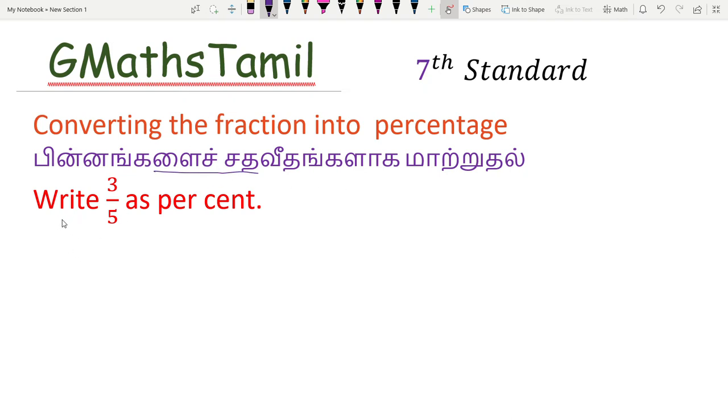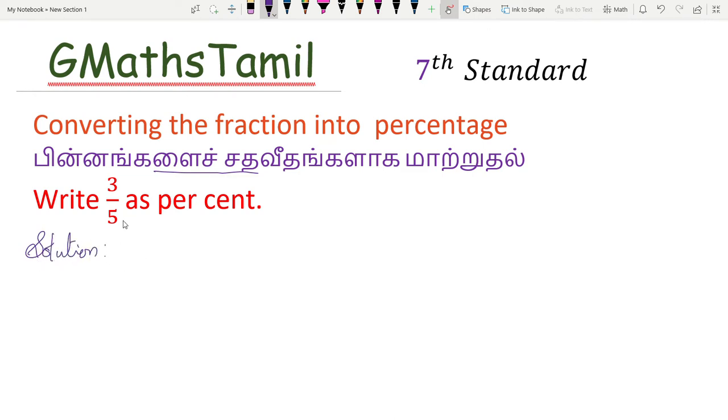Here we have a question. Write 3/5 as percent. Here we have a proper fraction. How can we say it is a proper fraction? Look, the numerator is less than the denominator, isn't it? So it is known as a proper fraction. Come, we can move to the solution.